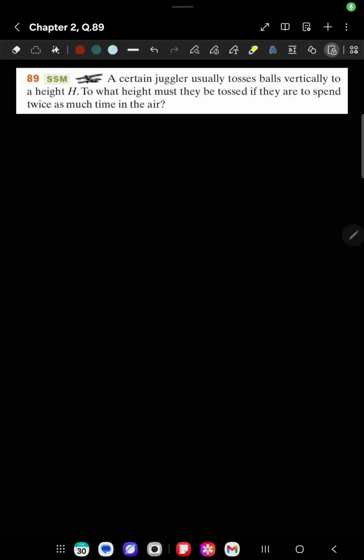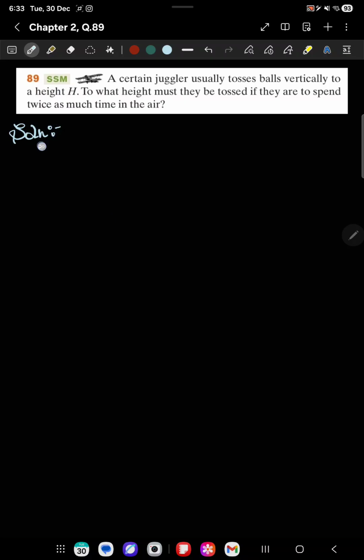In this question, it is saying a certain juggler usually tosses balls vertically to a height h1. To what height must they be tossed if they are to spend twice as much time in the air? Okay, so we should solve this.